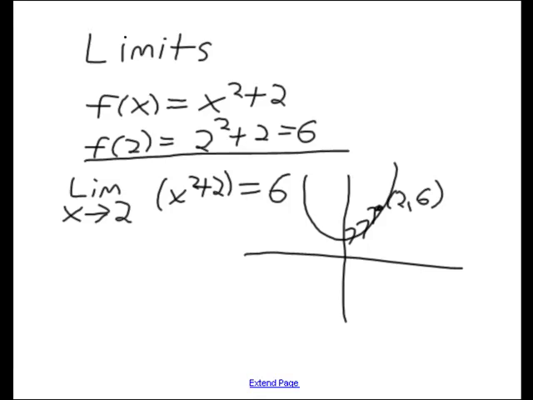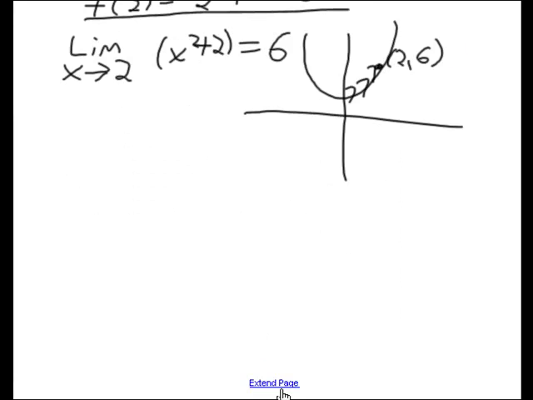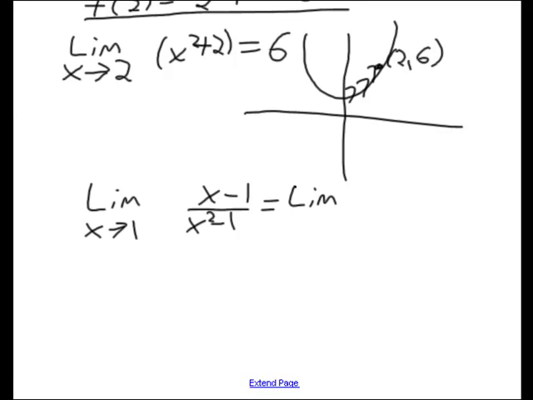But something that makes limits more significant is we can do it when a function is not necessarily defined at a given point. So if, say, I ask you for the limit as x approaches 1 of x minus 1 divided by x squared minus 1. Well, if you try to plug 1 in for x, the function's undefined because you'll be dividing by 0. But we can factor the denominator. That'll be the same limit.